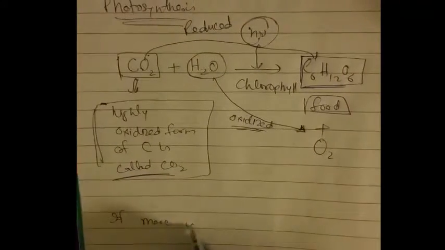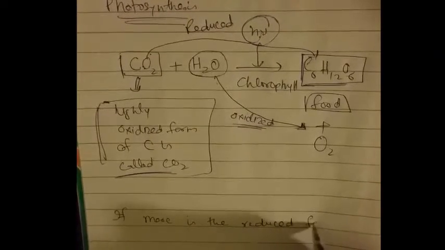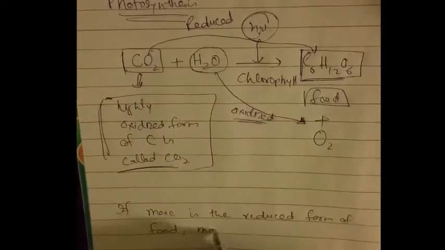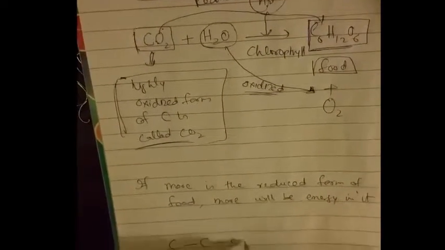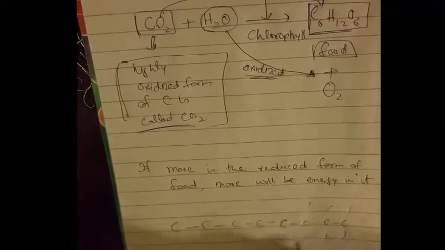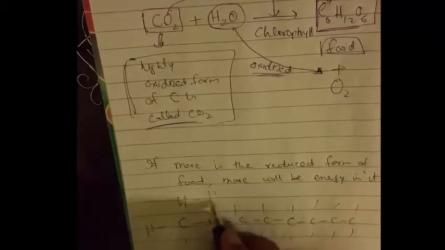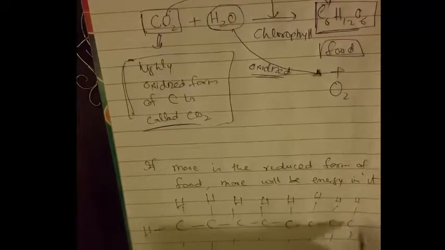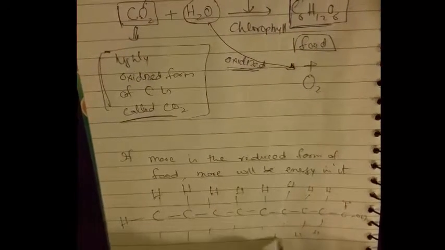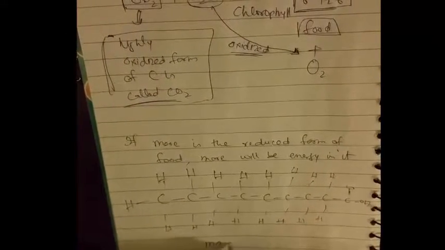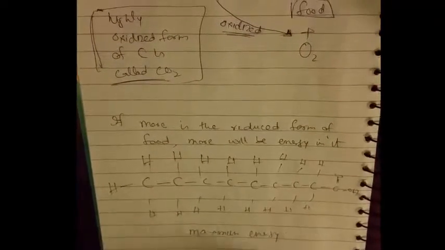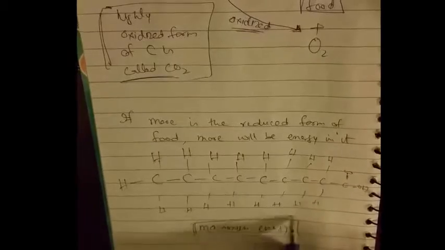Now, you see that the more reduced the form of food is, the more energy will be in it. Here you have carbons and a lot of hydrogens, but you are not finding any oxygen, just one terminal oxygen. I am drawing the structure of a fatty acid. This fatty acid is the highly reduced form of carbon. As it is highly reduced, it contains maximum energy. In the coming weeks, we will see how it has the maximum energy.